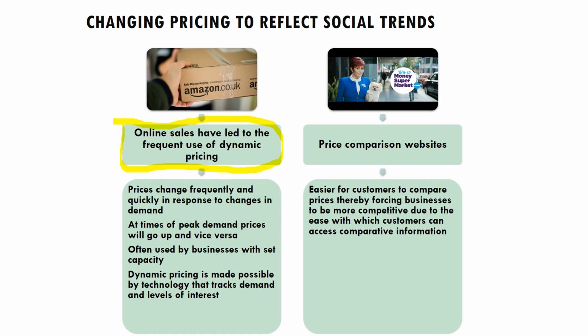This is often used by businesses with set capacity, and a good example here would be the airline industry. You know, when you log on, prices are changing quite quickly for different flights. A second area of social trend that has impact on pricing is the use of price comparison websites. It's much easier for customers to compare prices, and that forces businesses to think more about the competition and be more competitive.